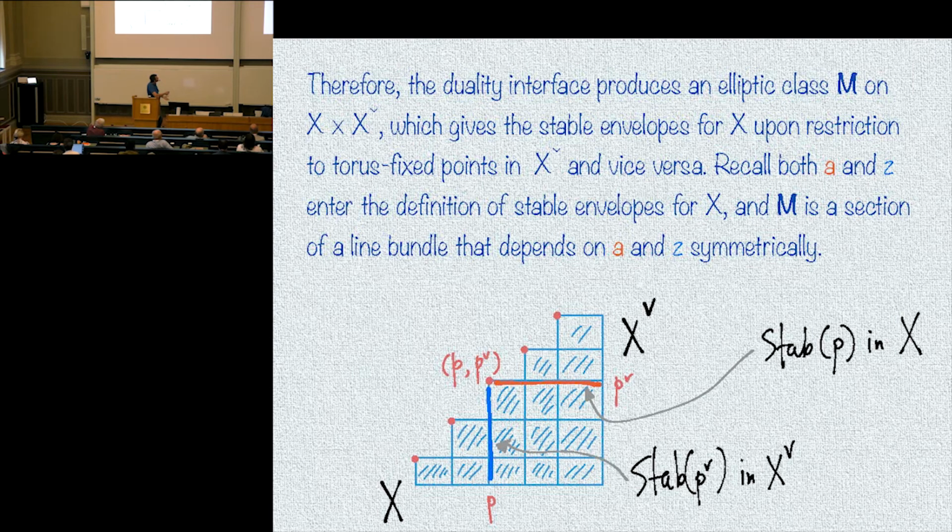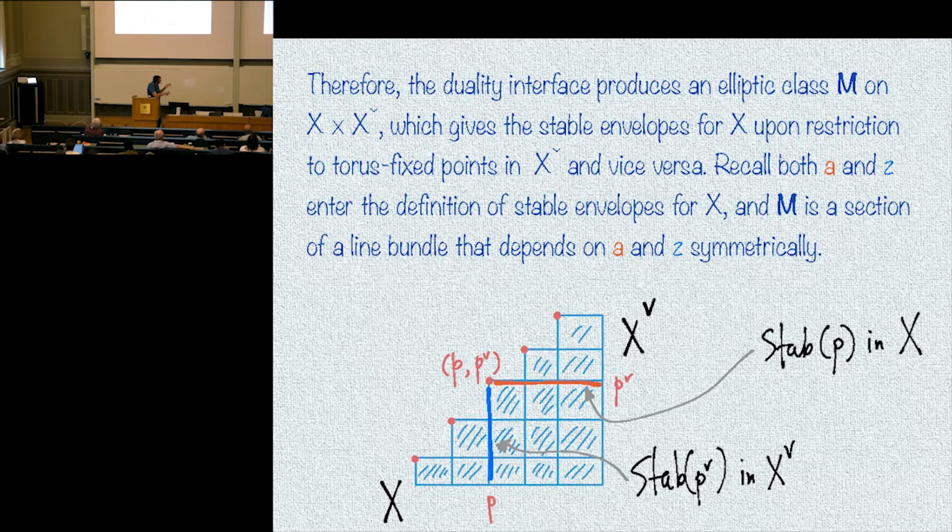That is to say, that has to be a class on X cross X check, such that, so it's an elliptic homology class on X cross X check. It's a section of some line bundle. It has a certain support, and support has to do with attracting manifolds in both geometries. But its crucial feature should be that when you're restricted.